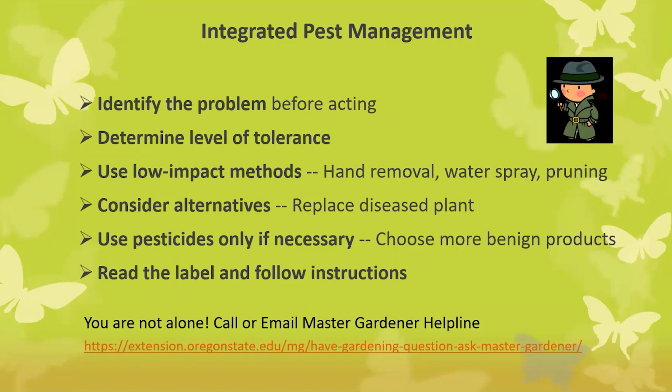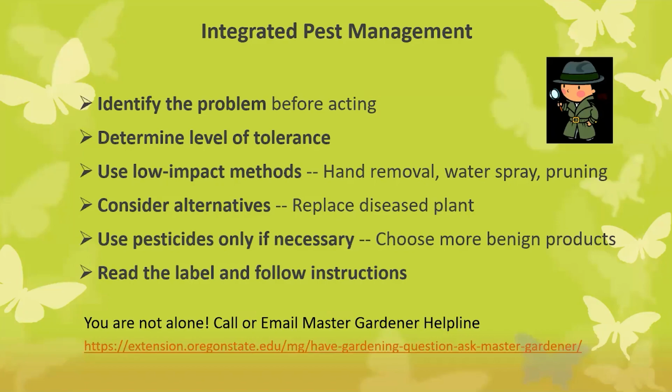Oregon State University recommends integrated pest management. When there is a problem in the garden, we need to first identify what is the cause. And you might think, how am I going to figure this out? Well, you're not alone, because Master Gardener helplines exist all across Oregon and, in fact, the United States. So take a good picture to show the problem and write a good description, and we are happy to help.